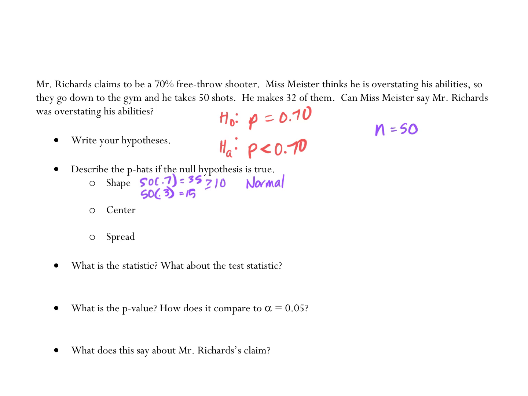All right. What about the center of my p hats? What's that going to be? 0.7. It's going to be whatever that p from the null hypothesis is. And the standard deviation of those p hats would be the square root of 0.7 times 0.3 over 50.